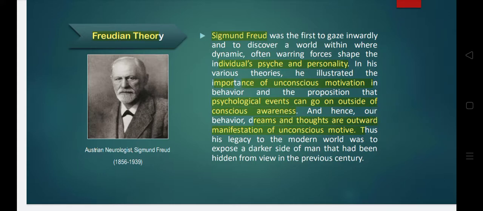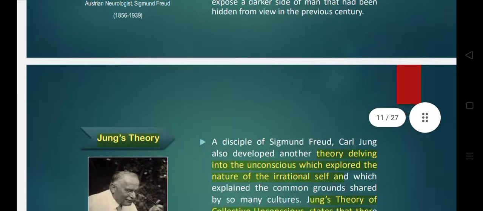And another important theory is Freudian theory. It was the theory of the psychologist Sigmund Freud, which is very important. He talks about the warring forces that shape individual psychology and personalities, the importance of unconscious motivation in behavior, and the proposition that psychological events can go on outside of conscious awareness. And his work on dreams and thoughts are outward manifestations of unconscious motives.